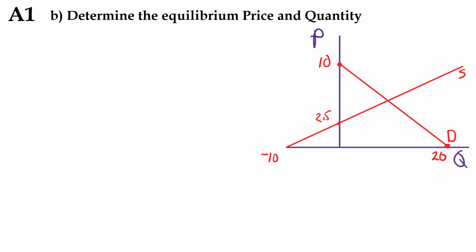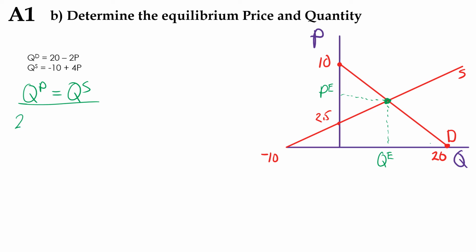All right, guys, part B basically says determine the equilibrium price and quantity. So what do we do in order to do that? It's pretty easy stuff. We know that the equilibrium price and the equilibrium quantity is where these two functions equal each other. It's where the quantity demanded function equals the quantity supplied function. So we're looking for that point right there.